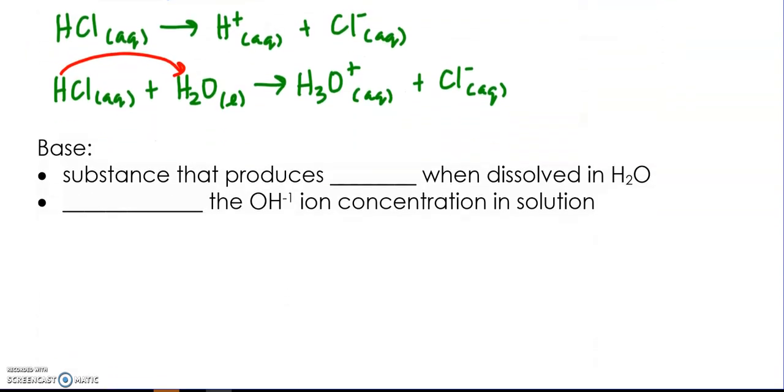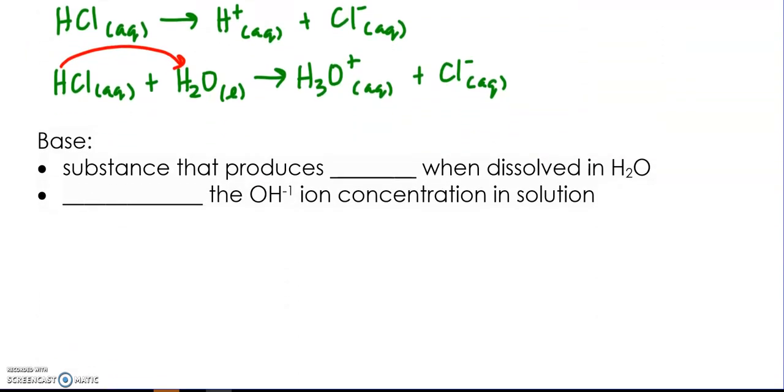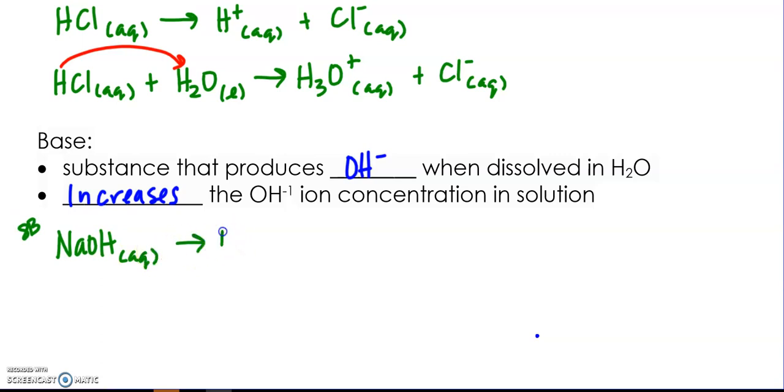So bases, for right now, are substances that produce OH- when dissolved in water. So they increase the OH- concentration in solution. An example of this would be if we had NaOH, which is a strong base, aqueous, it would dissociate into Na+ and your hydroxide ion.